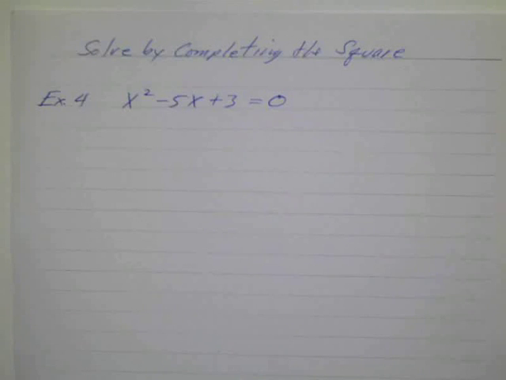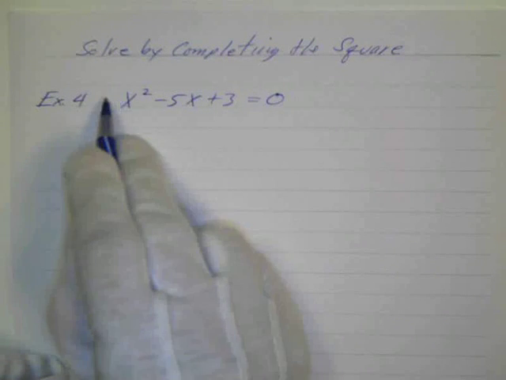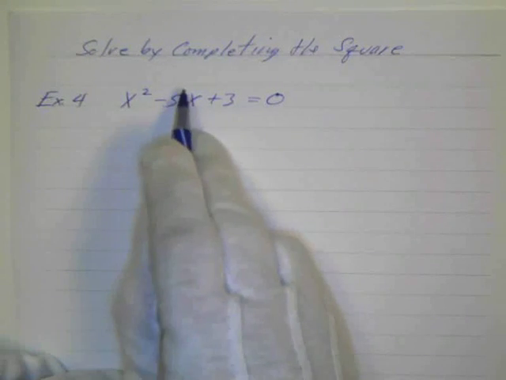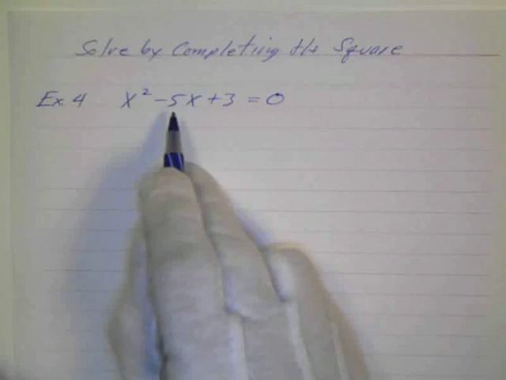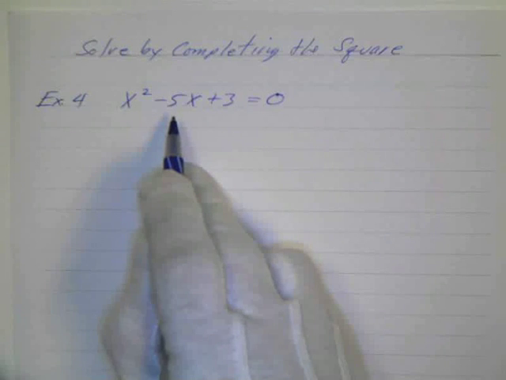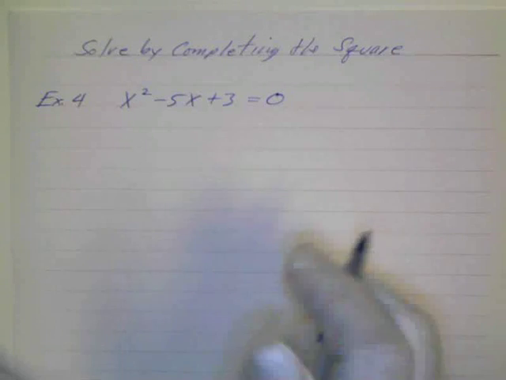Okay, here's some more examples of solving a quadratic equation by completing the square. Usually if the coefficient in front of the x squared is 1 and the coefficient in front of the x term is even, that's a great candidate for completing the square. If it's odd, usually it's a better candidate for using the quadratic formula, which we'll discuss later. But we're going to try this by completing the square anyway and see how it works.